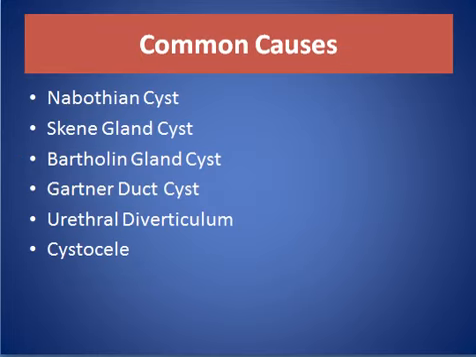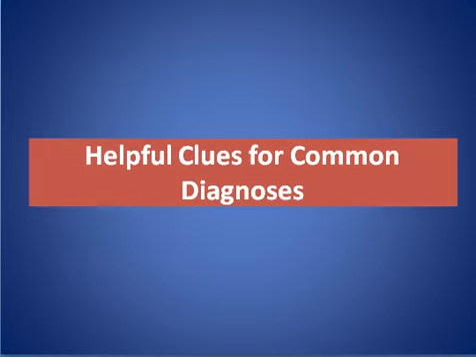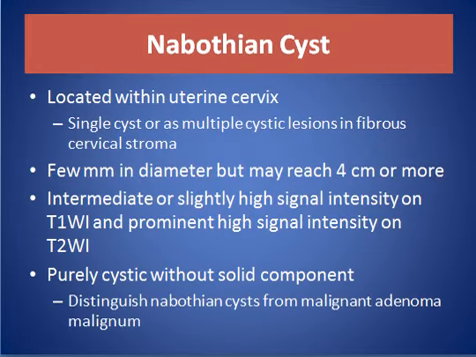The common causes of these cysts include Nabothian cyst, Skene gland cyst, Bartholin gland cyst, Gartner cyst, urethral diverticulum, and cystocele. The clues for the common differential diagnosis: Nabothian cyst is located within the uterine cervix and can be single or multiple lesions in the fibrous cervical stroma. It measures a few millimeters in diameter but can reach 4 centimeters or more.